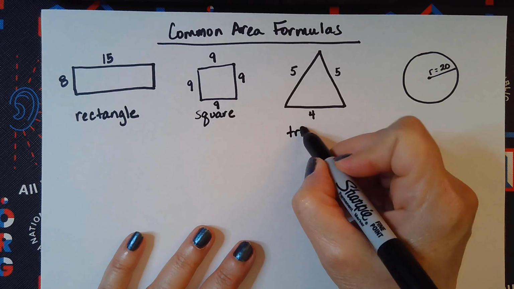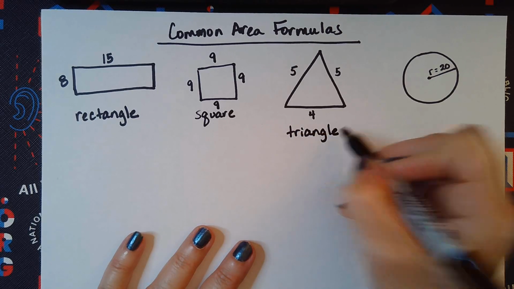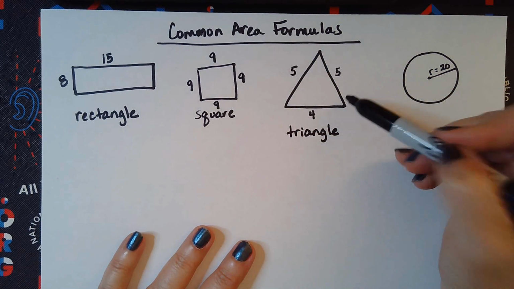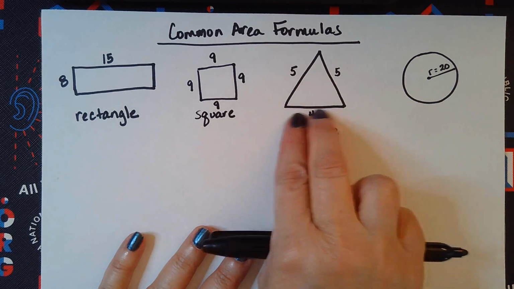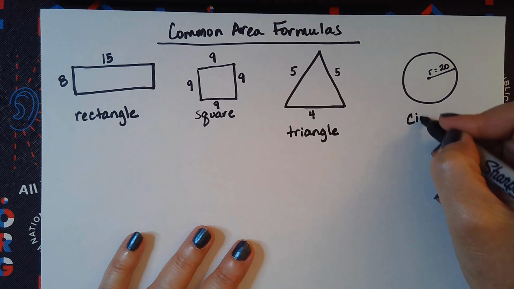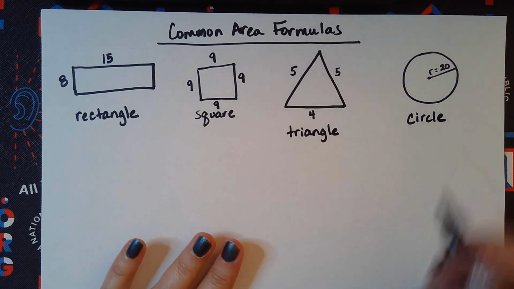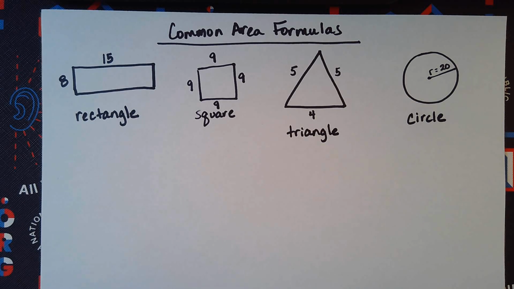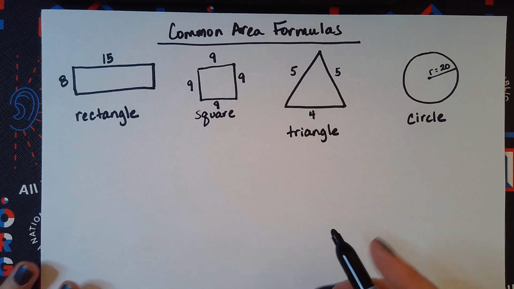Here we have a triangle. And in this case, I have these two side lengths are both 5, but this bottom one is a little shorter. It's only 4. And over here we have a circle, and I have told you that my radius is 20. Okay, so let's talk about what the area formulas are.